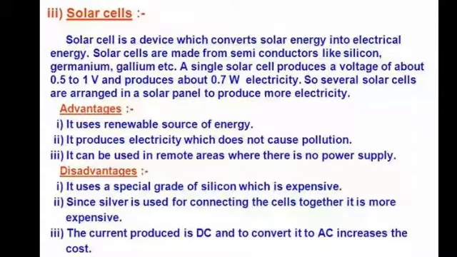Now we will see what are solar cells. A solar cell is a device that converts solar energy into electrical energy. These are made up of semiconductors like silicon, germanium or gallium. A single solar cell can produce a voltage of about 0.5 to 1 volts and produces about 0.7 watt of electricity. So several solar cells are arranged in the form of a solar panel in order to produce more electricity.